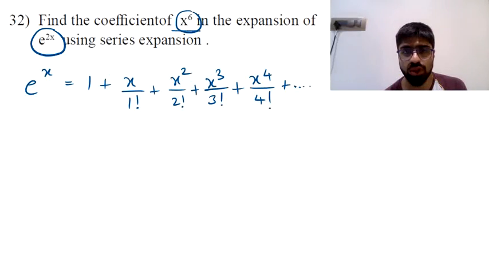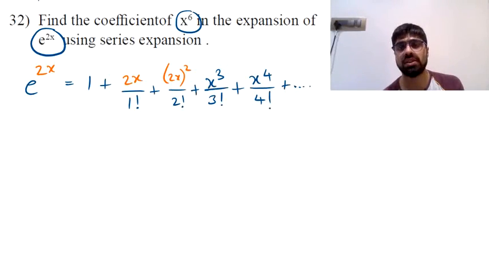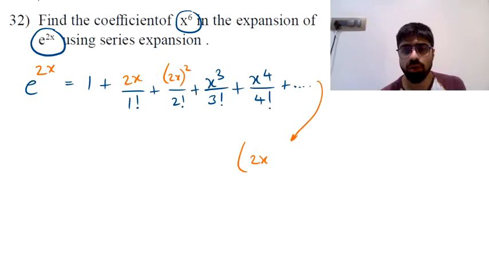Now we need the coefficient of x power 6, but in the expansion of e power 2x. So first we replace all the x terms with 2x. If you're replacing x with 2x on the left, you replace x with 2x on the right also. So here it will be 2x, here it will be the square of 2x, then it will be the cube of 2x, 2x the whole power 4, and with a power 6, the term that you will be having will be 2x power 6 the whole divided by 6 factorial.